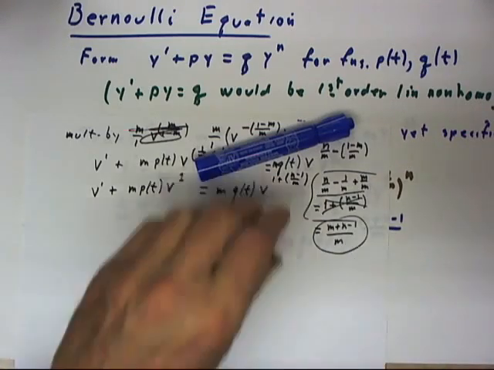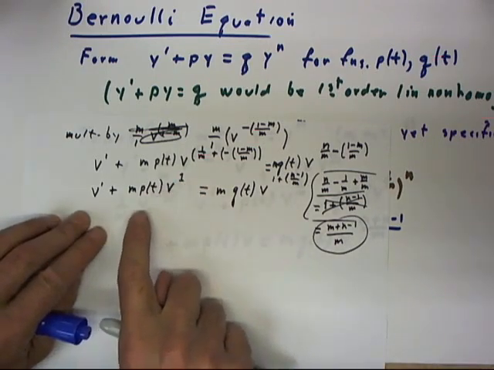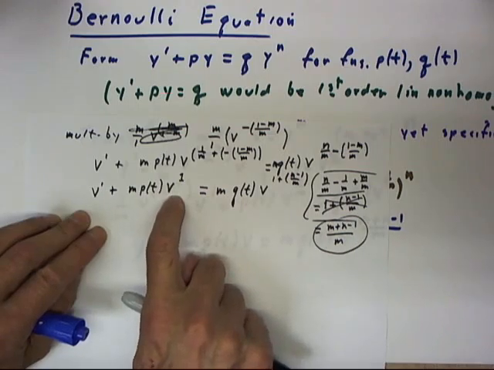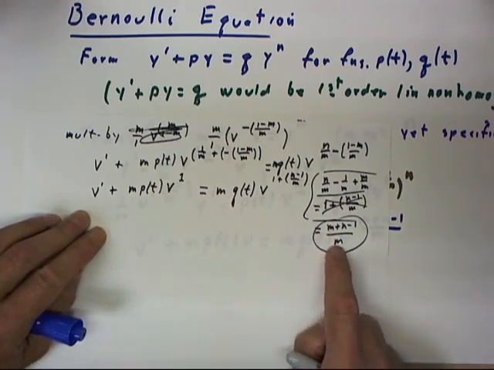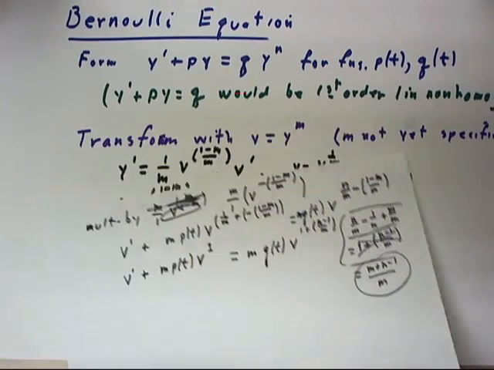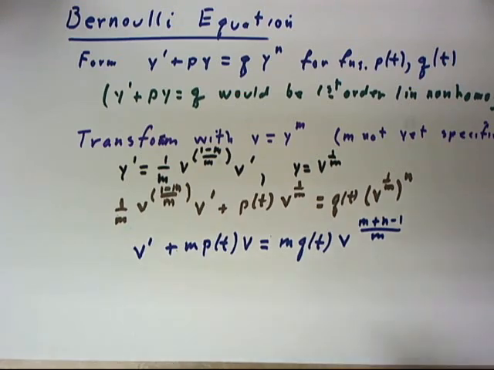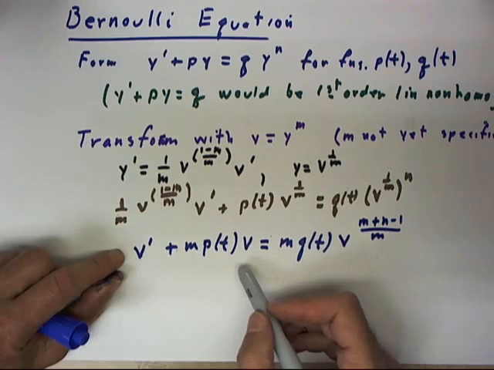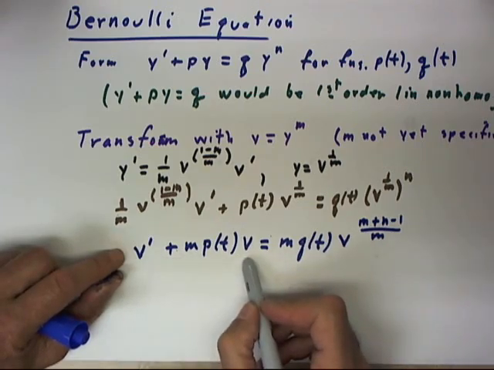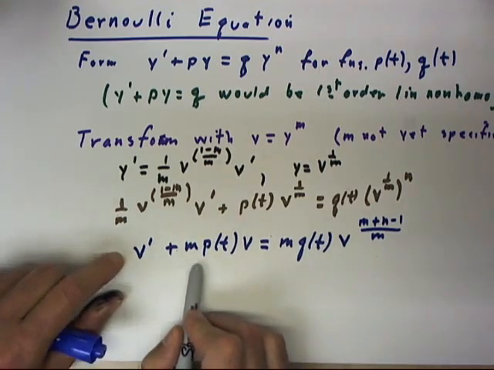But with that, now we see that our form, we have a v to the 1 power, mp of t as the coefficient, mq of t times v to this power. And when we write that out, it looks like this. Now that's progress. The left-hand side is in the form of a linear, first-order linear equation. We know how to deal with that. We know what our integrating factor is going to be.